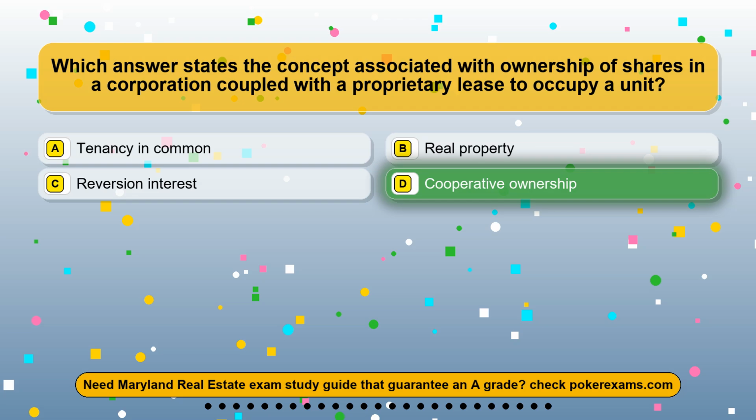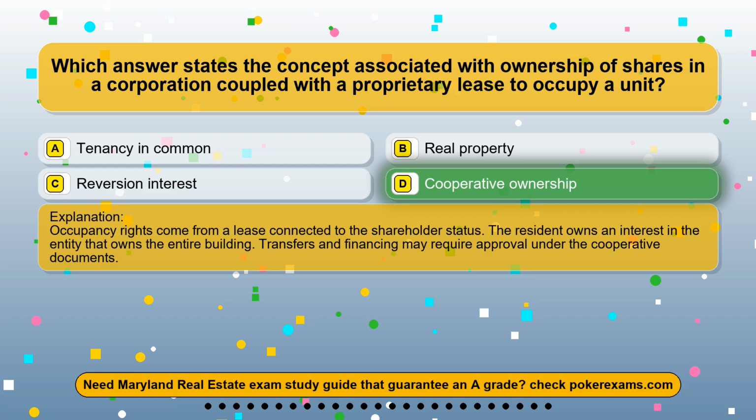The correct answer is option D. Cooperative ownership. Occupancy rights come from a lease connected to the shareholder status. The resident owns an interest in the entity that owns the entire building. Transfers and financing may require approval under the cooperative documents.